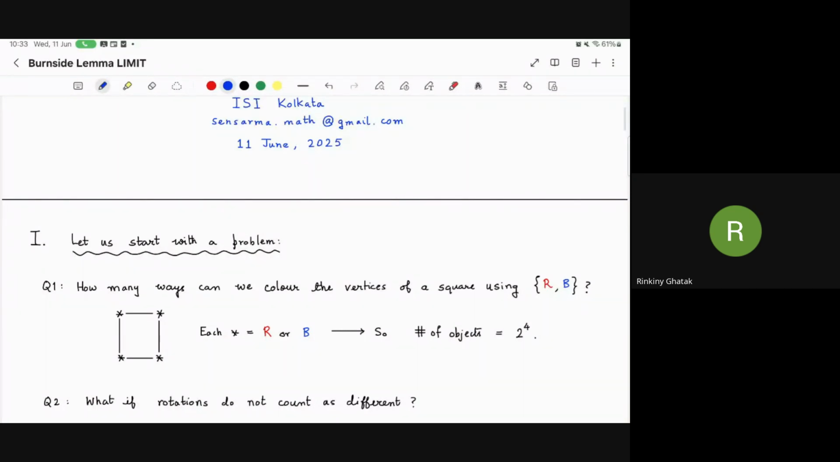In how many ways can we color the vertices of a square using red and blue colors? We have a square and every star is either red or blue. Well, this is one of the first problems we ever see, and we have two choices for each vertex, so there are 16 of them. Let's make it slightly harder.